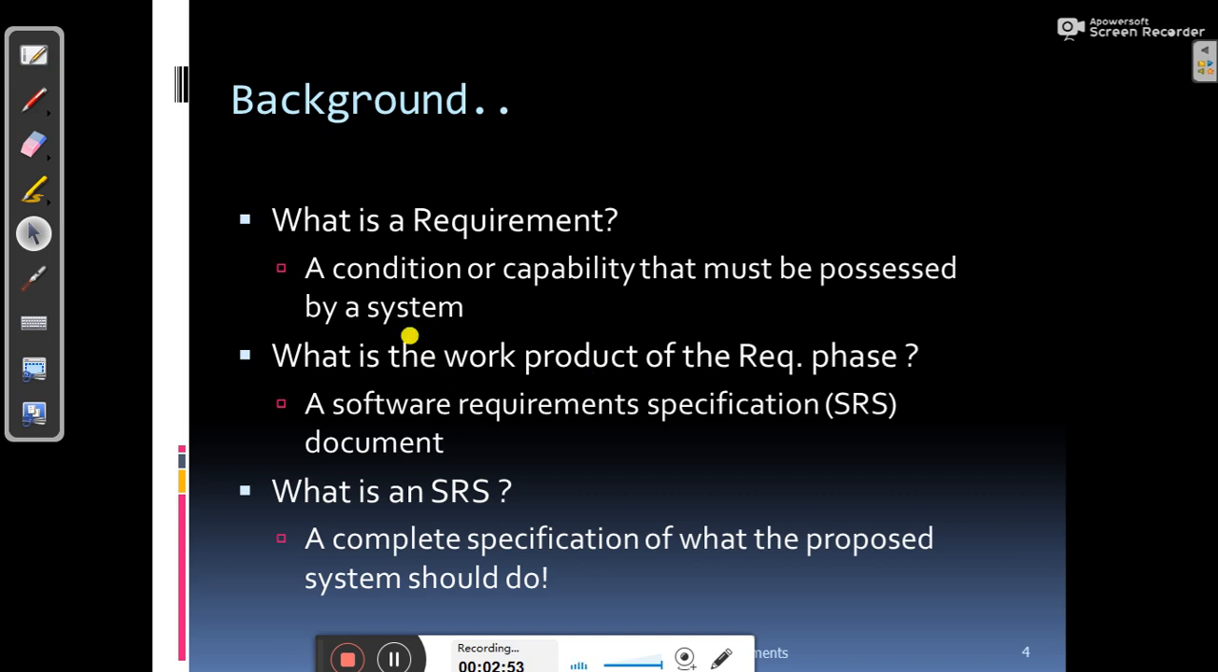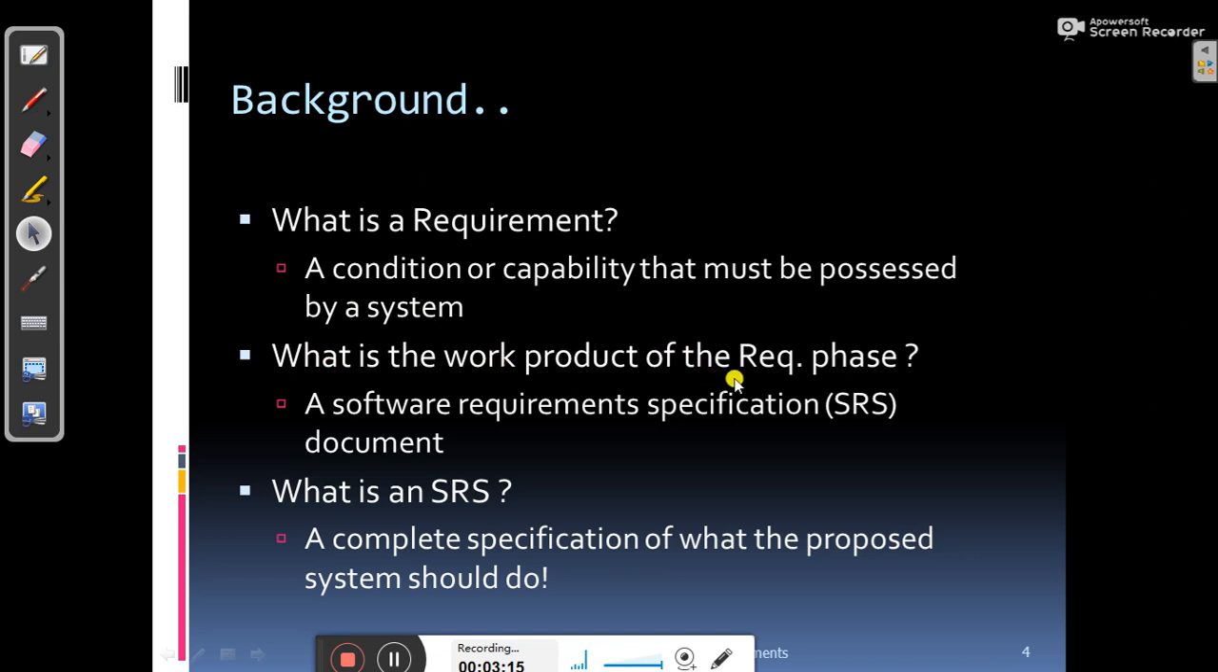So what is a requirement? A condition or capability that must be possessed by a system. It means the system's conditions that we need to meet, or the system's capability that we need to meet, or the system's desired input or output that we have to provide.